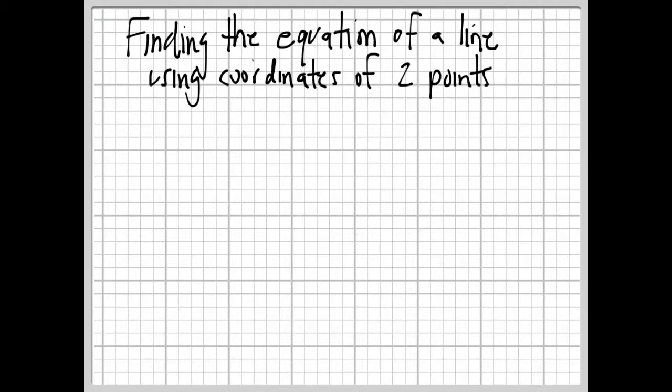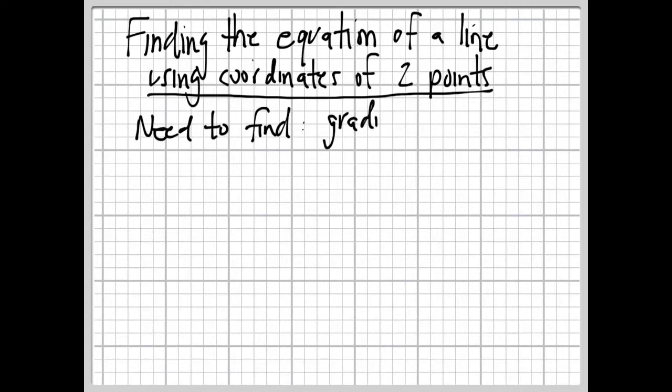In this video, we're going to be talking about finding the equation of a line using the coordinates of 2 points. What will happen in problems like this, you'll be given the coordinates of 2 points, and you'll want to find the equation for that line. That involves 2 steps. The first one, as it says here, is we need to find the gradient, and we also need to find the y-intercept, and then we can just stick them into gradient intercept form.